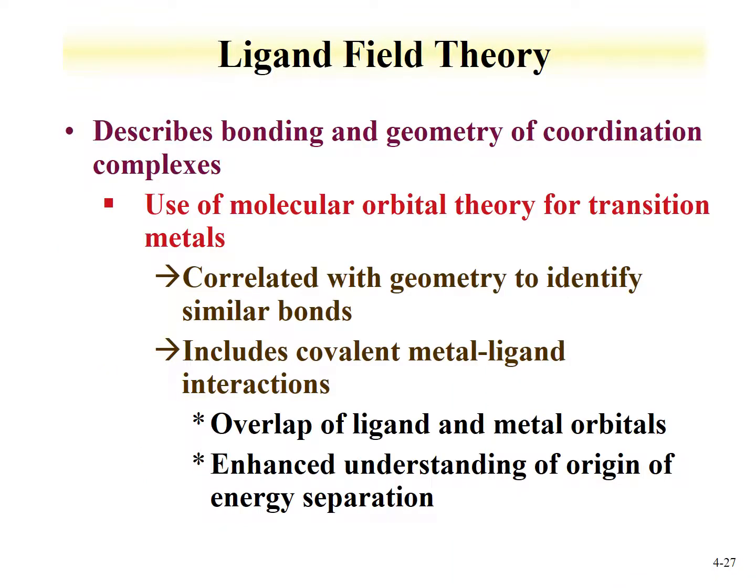A final method for describing metal-ligand interactions is the ligand field theory. Fundamentally, the ligand field theory is really the application of the molecular orbital theory for transition metals. This describes bonding and geometry for coordination complexes. This includes covalent metal-ligand interactions, and is particularly useful for describing overlap of ligand with metal orbitals.